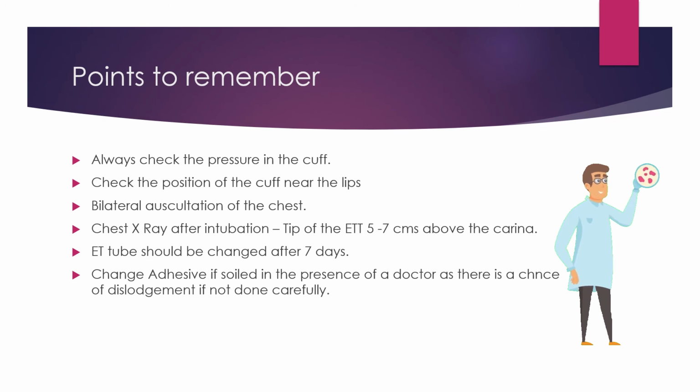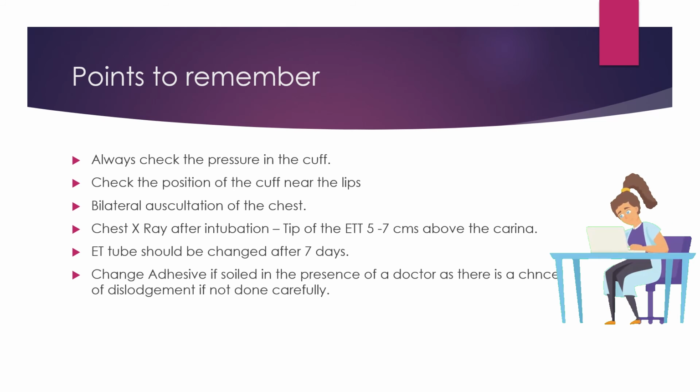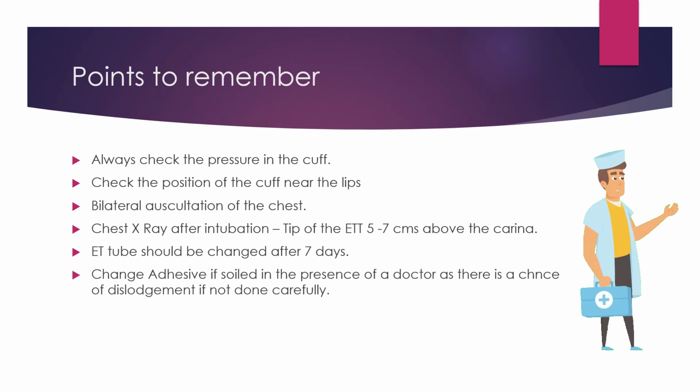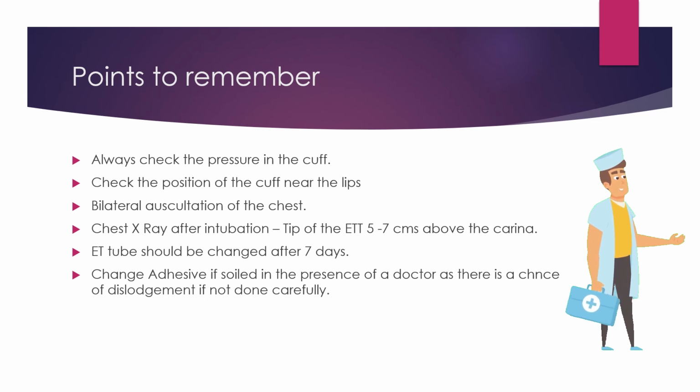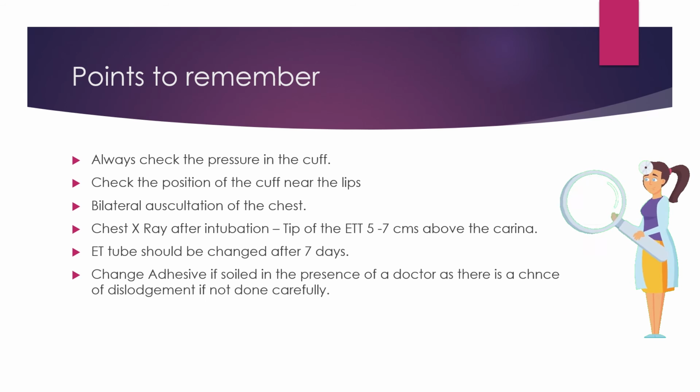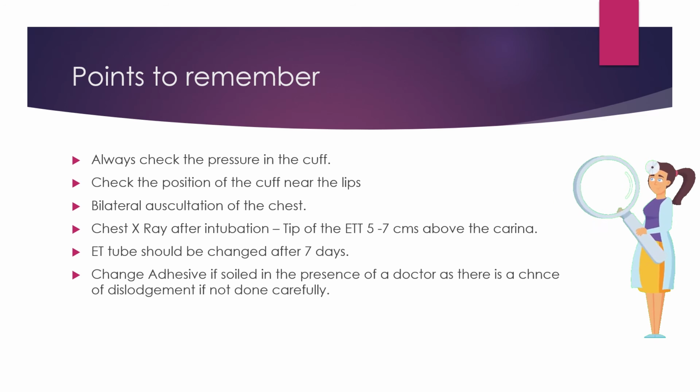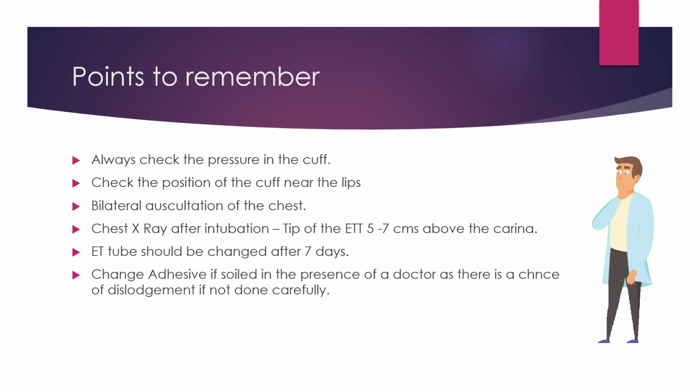Bilateral auscultation of the chest. Now, what do you mean by bilateral auscultation of the chest? When you intubate a patient, or when an endotracheal intubation is done, what usually tends to happen is the endotracheal tube can slip into the right bronchus. Okay, so there is a chance that it can just move towards one side and only one lung can get inflated, but the other one remains collapsed. So that's the reason why when you go near the patient, you hold the stethoscope and check bilateral auscultation, and you can hear the lungs expanding on either side.